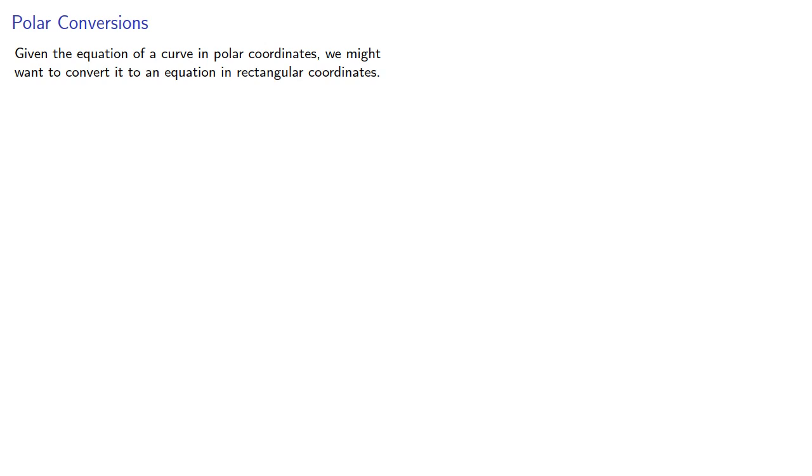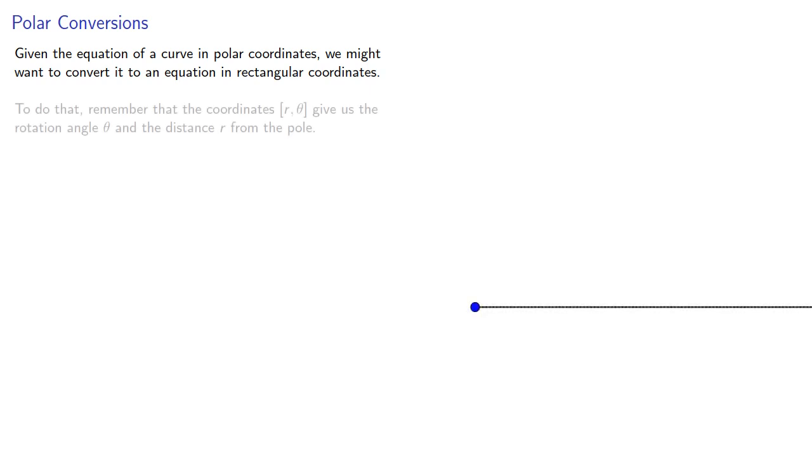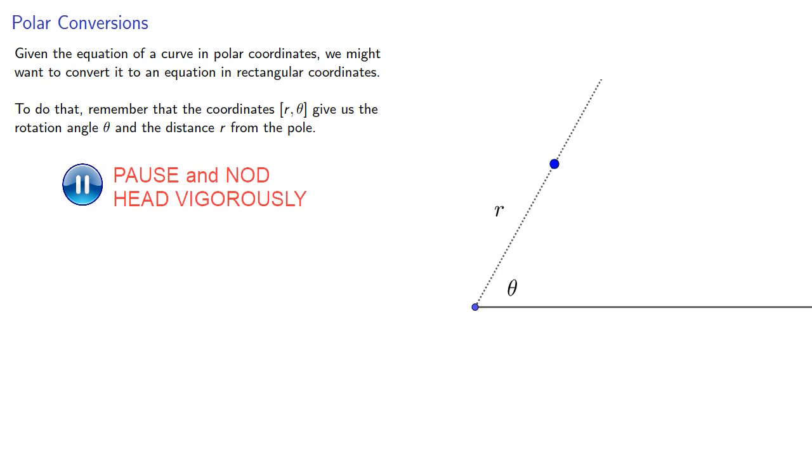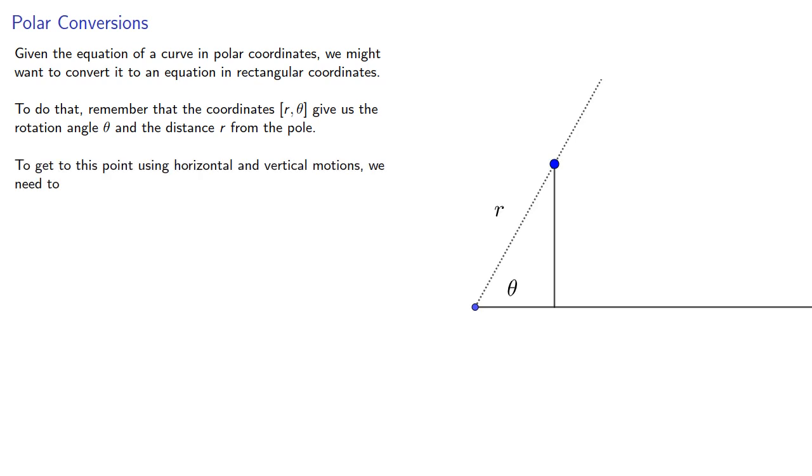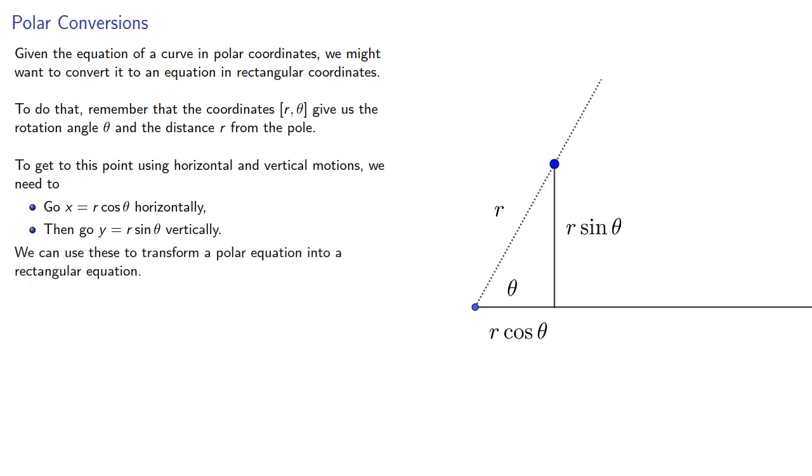Given the equation of a curve in polar coordinates, we might want to convert it to an equation in rectangular coordinates. To do that, remember the coordinates r, theta give us the rotation angle theta and the distance r from the pole. To get to this point, using horizontal and vertical motions, we need to go x equals r cosine theta horizontally, then go y equals r sine theta vertically. We can use these equations to transform a polar equation into a rectangular equation.